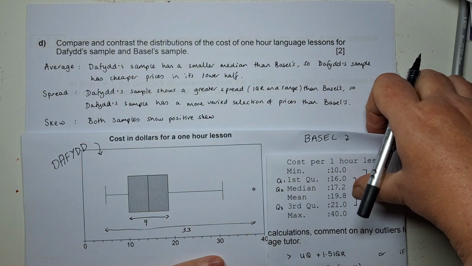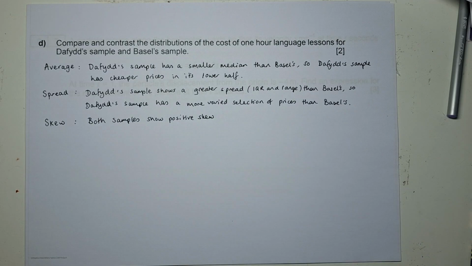Okay, so make sure you're thinking about what you would need to comment on for a compare and contrast question. Something to do with the average, something to do with the spread, something to do with the skew is a general good rule to go with.